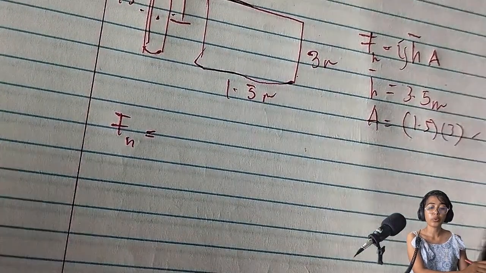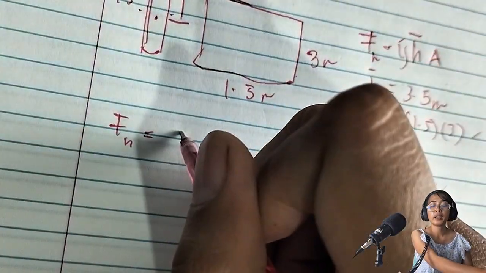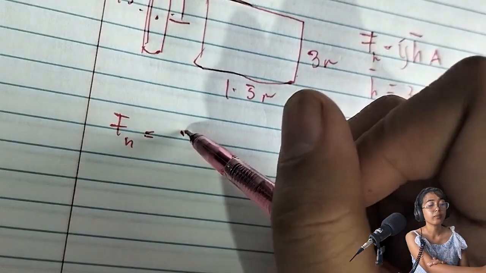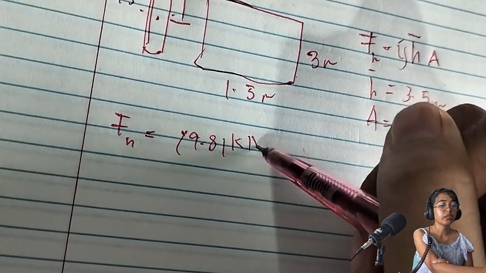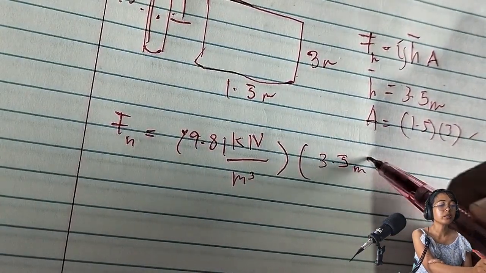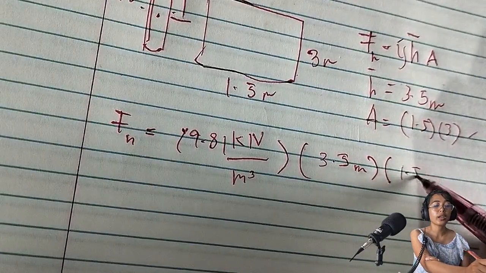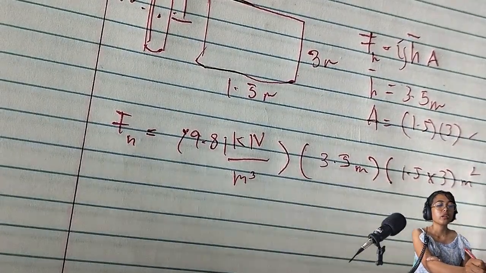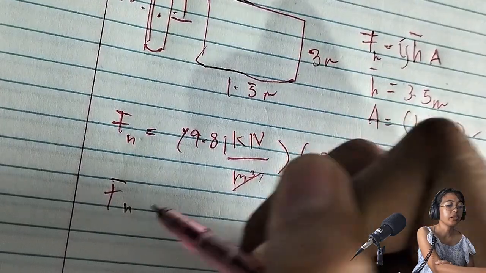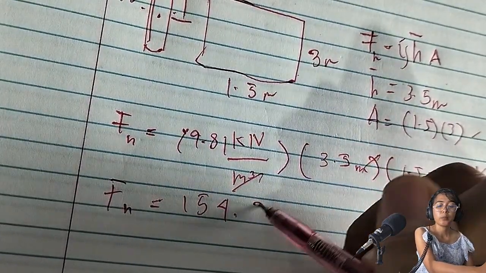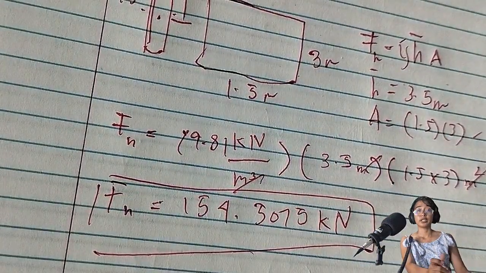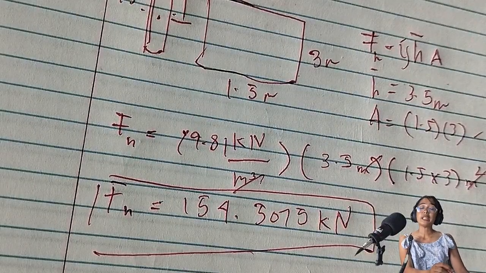So our hydrostatic force is the specific weight of water, which in metric is 9.81 kilonewton per meter cubed, times h bar, which is 3.5 meters, times the area, 1.5 times 3 meter squared. Cancel these, and only kilonewton remains. So F_H is equal to 154.5075 kilonewtons. First answer.